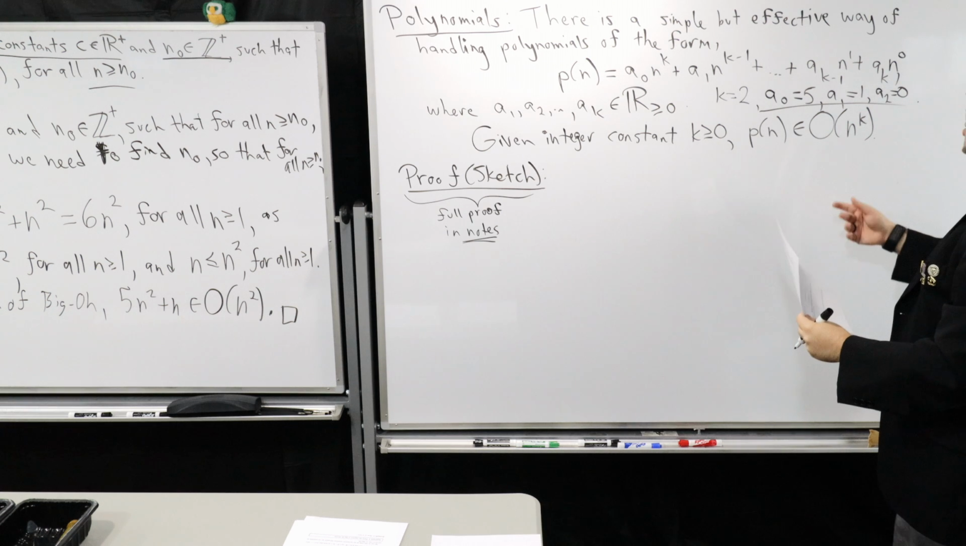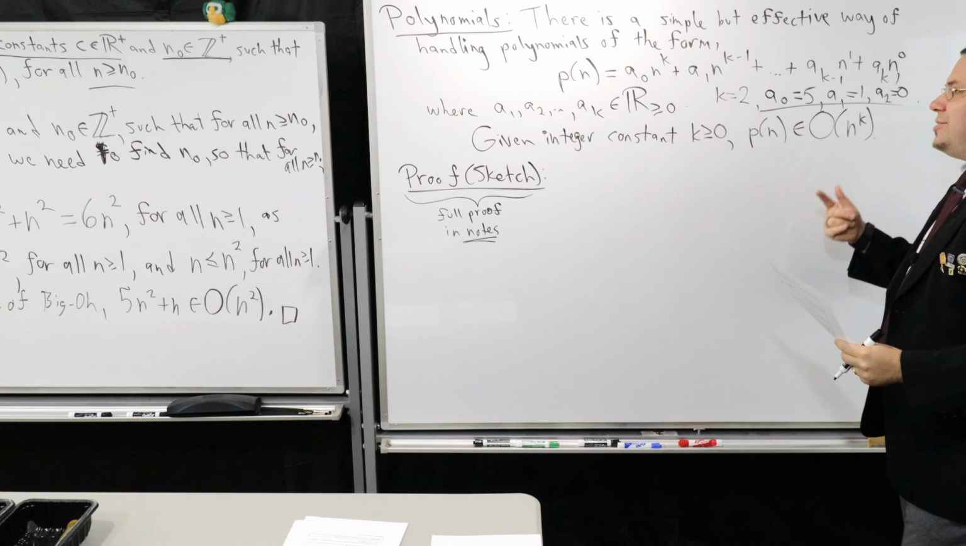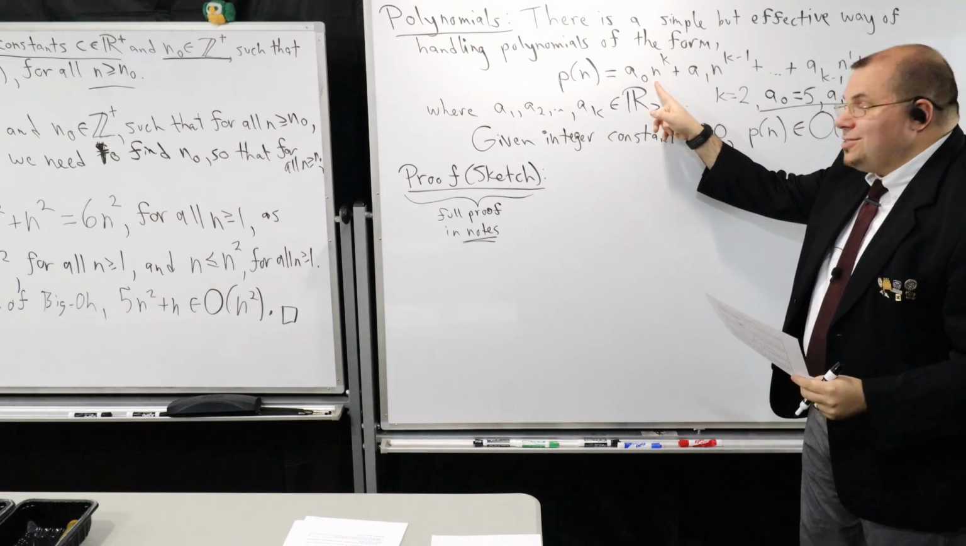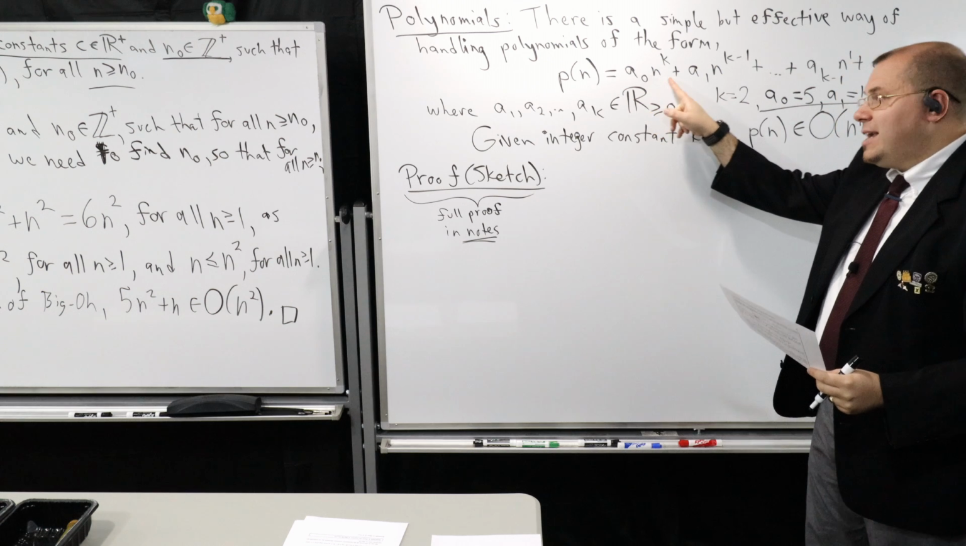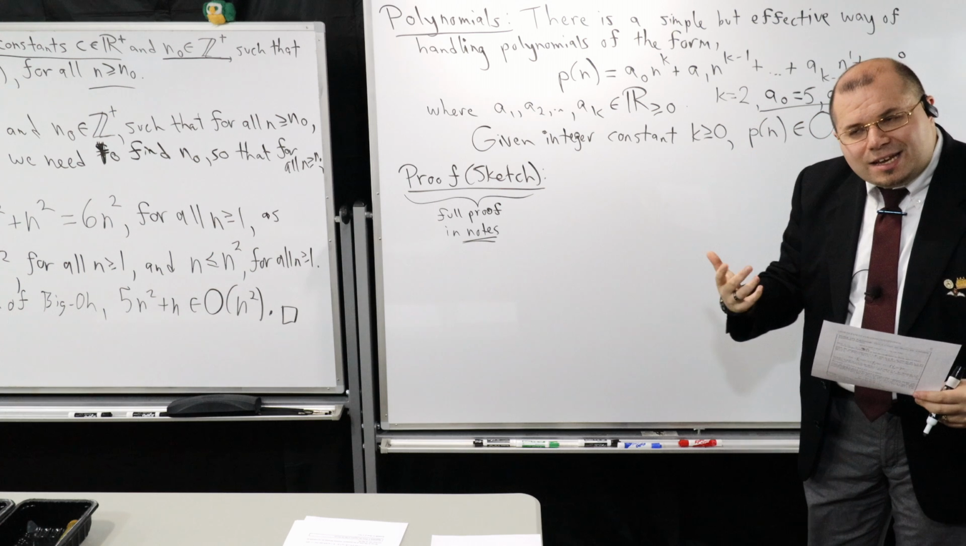But how do I do that? Well, remember, all of these n to the k terms, on their own, they're definitely going to be at least n to the k plus 1, and so on, if you make the right choice of c.